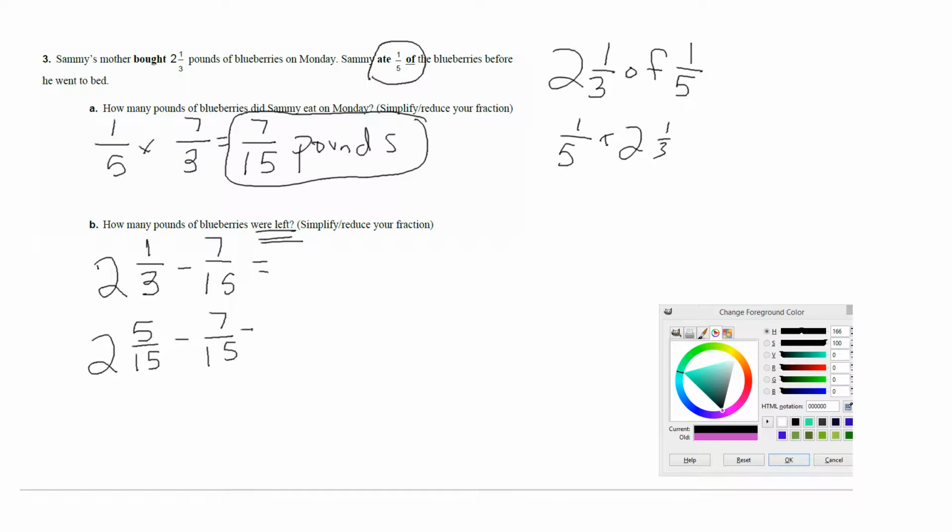And we have a problem here. This is one of those annoying problems because 5 minus 7 will give us a negative number. So there's 2 ways of doing this. The first way is to borrow 15/15 from this 2.